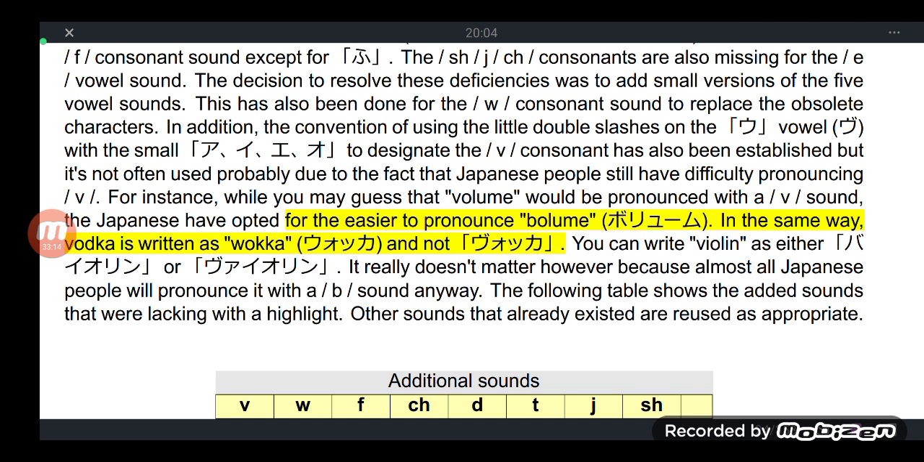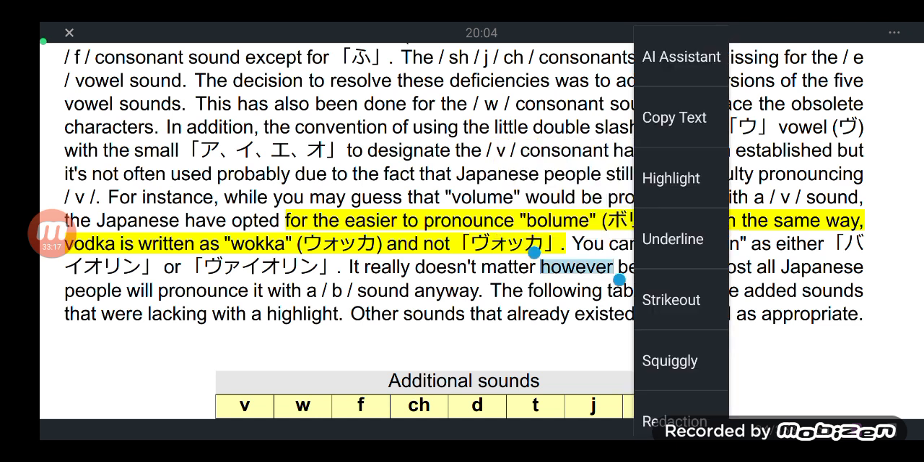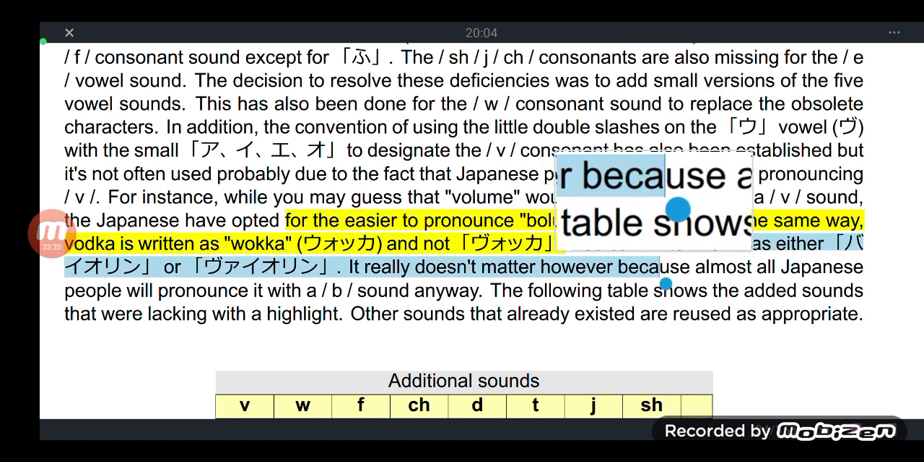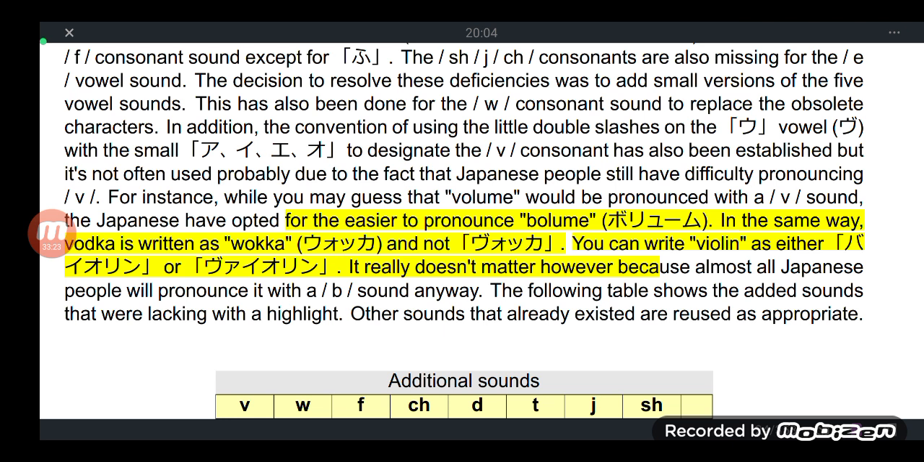And also you can write violin as either bayorin or bayorin. Because in Japanese, if you're dealing with katakana, the way to write the letter V or its counterpart is you place a dakuten, or quotation mark, on the upper right portion of the U to make it sound like a letter V, and place the corresponding small vowel, just like here, bayorin, bayorin.